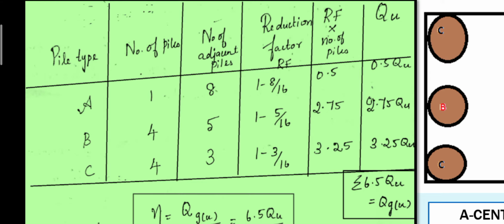Now we go for the fifth column. In the fifth column, we found the reduction factor, or we have applied Fell's rule. Multiply the reduction factor by the number of piles. So 0.5 into 1 is 1. The reduction factor value into 4, you get 2.75. Similarly, 1 minus 3 by 6 into 4, you get 3.25.